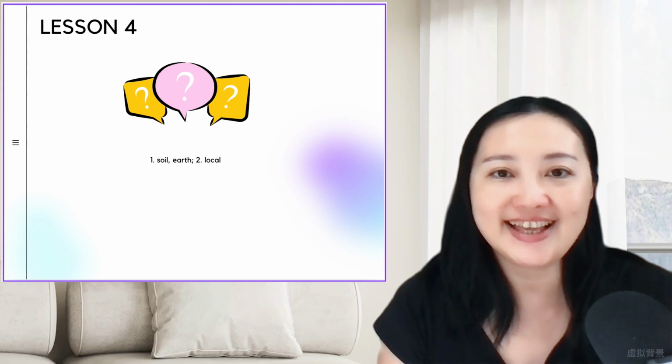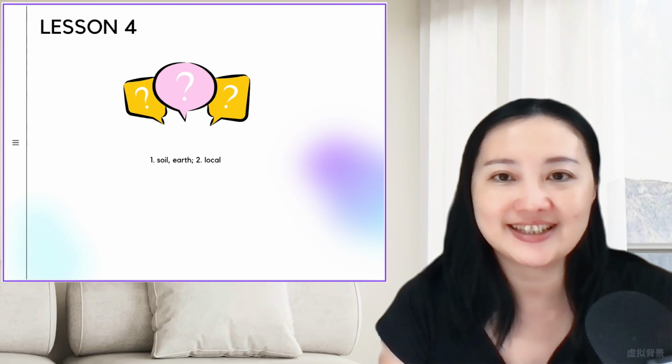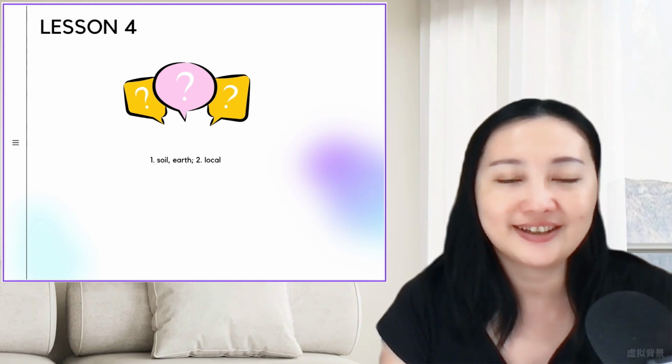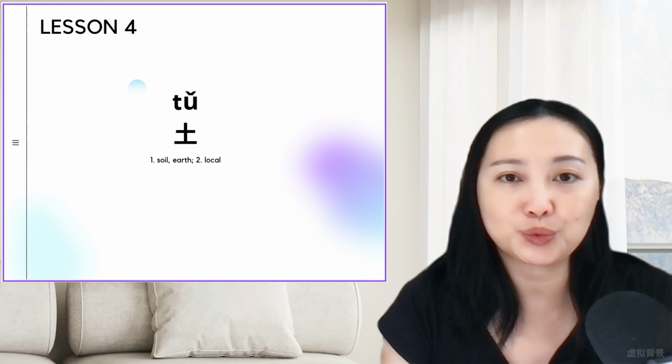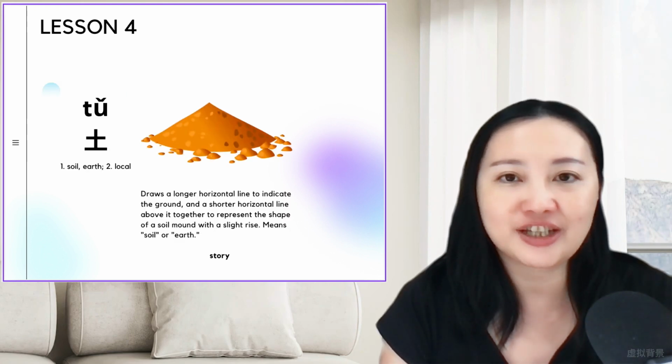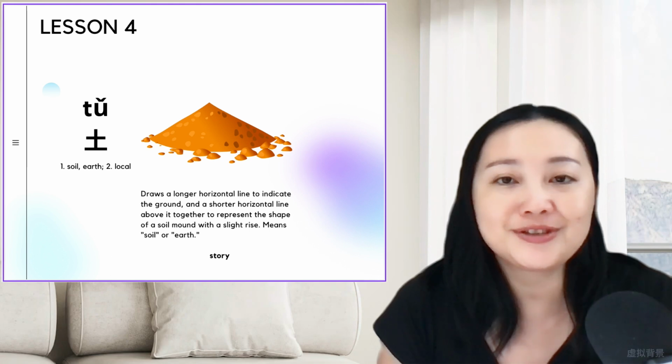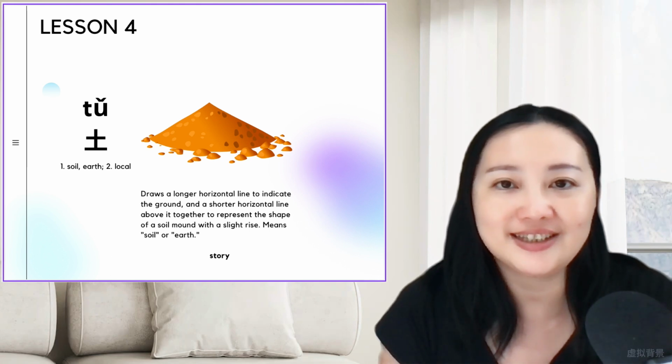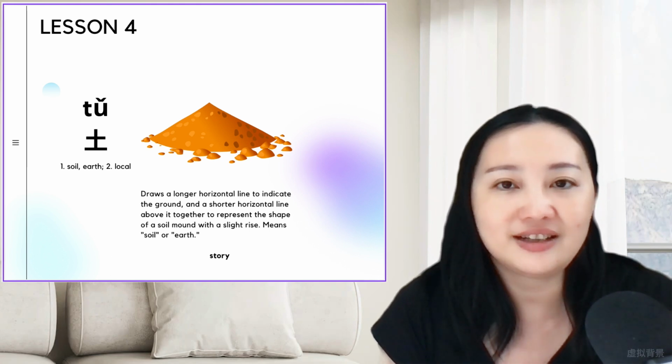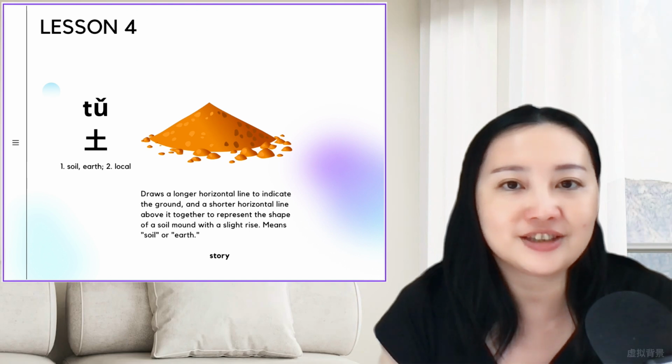And the first Hanzi of this lesson is soil, earth, and local. What is it? It is 土. So let's look at the shape of these characters. It draws a longer horizontal line to indicate the ground, and a little bit shorter horizontal line above it together to represent the shape of a soil mound with a slight rise.